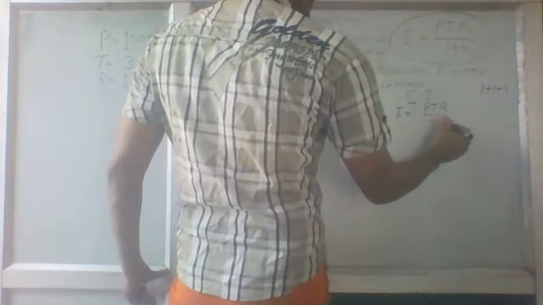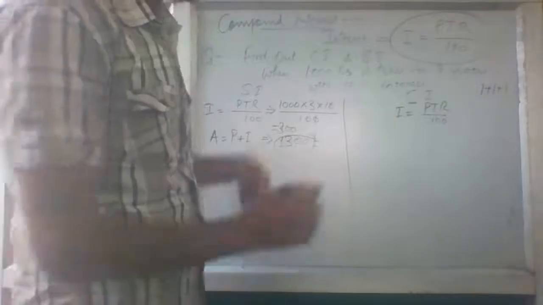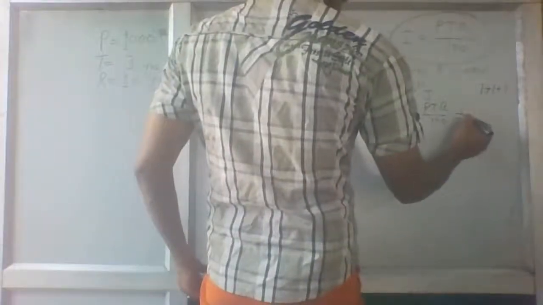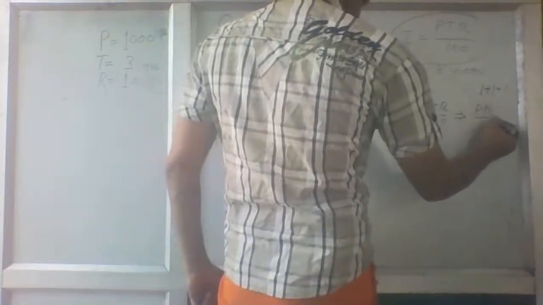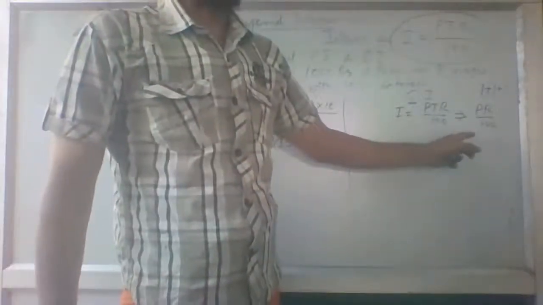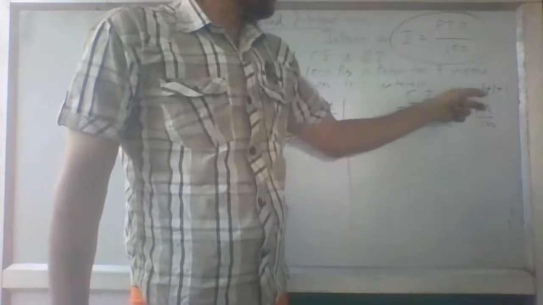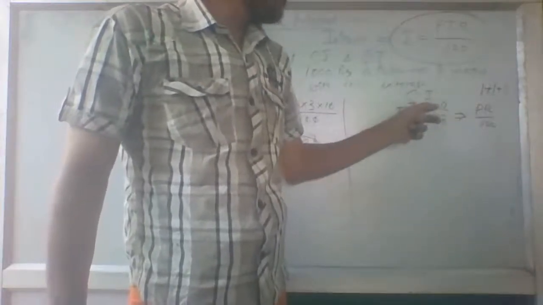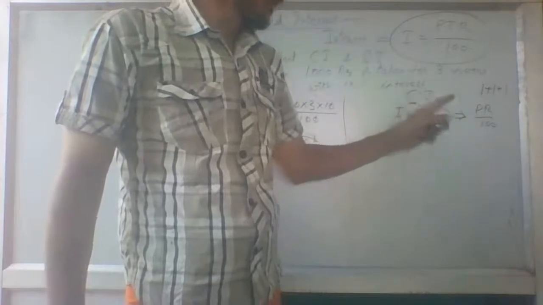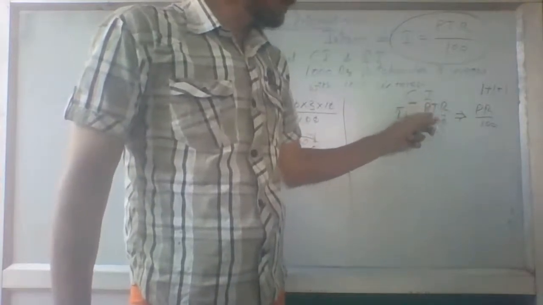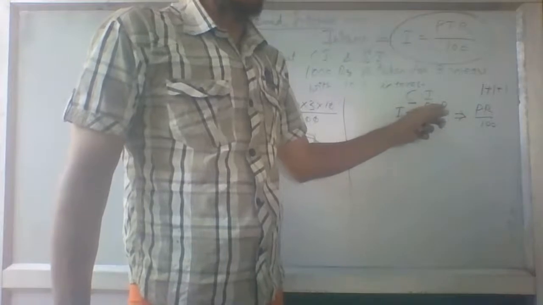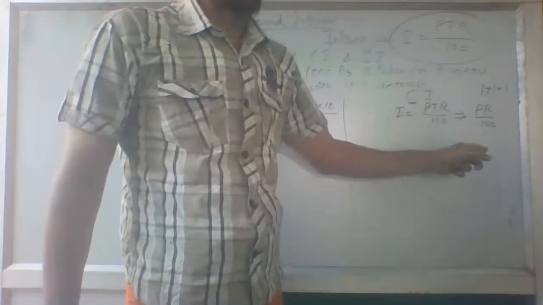PTR upon 100. But you can better say that this formula automatically will convert to a new formula which is not mentioned anywhere in the book. So interest will be PR upon 100. No time will be there. This is the new formula I have derived over here. Because the time is always 1 year, if you multiply the whole formula with 1, and when I put the time as 1 year, the P and R will remain the same, and so PR upon 100 will be the new formula.